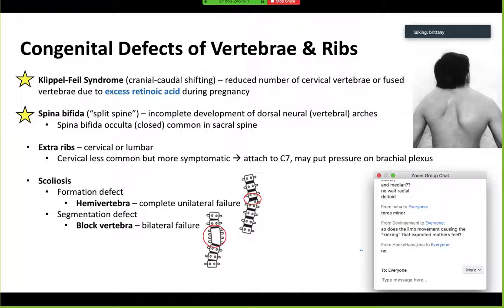So spina bifida results from a failure of the neural arch to form. And I think the one that he focused on was spina bifida occulta. So that's the most common one, where you have a failure of the bony structures in the neural arch to unite. And then, extra ribs, just know that this is a possibility. And the extra cervical rib is probably most concerning because you can impinge on the brachial plexus.